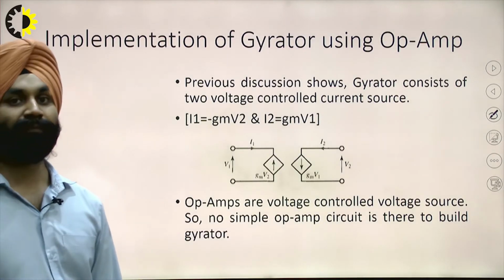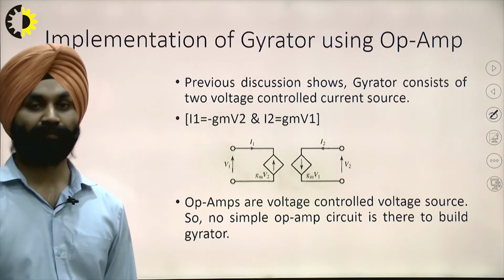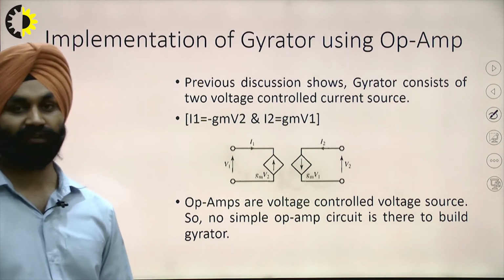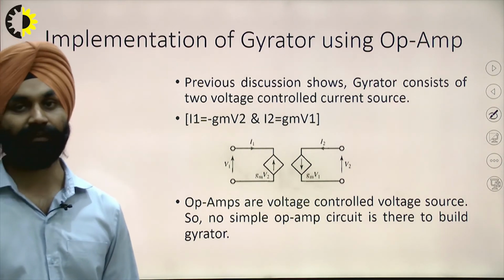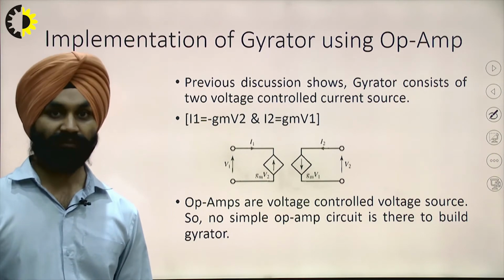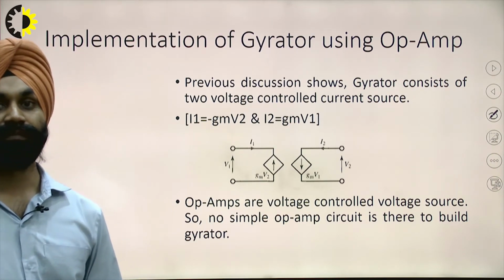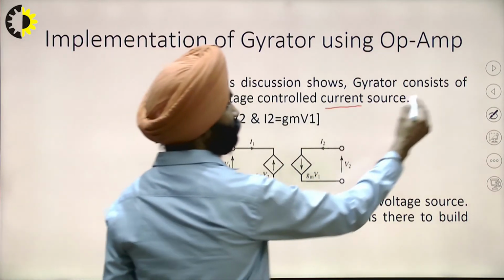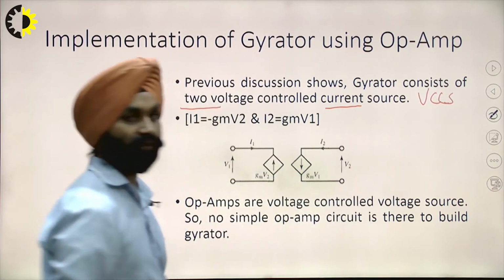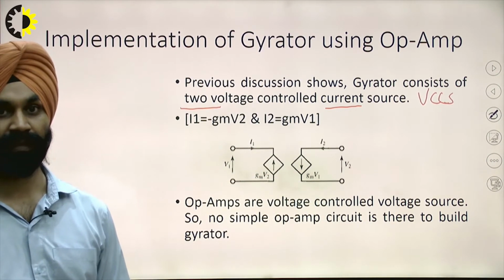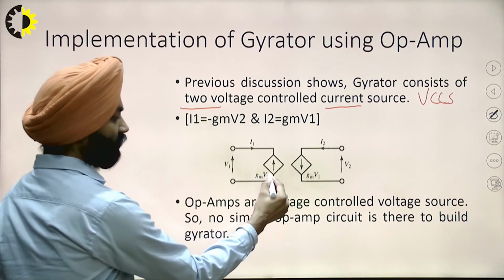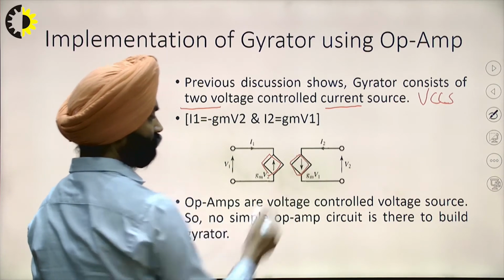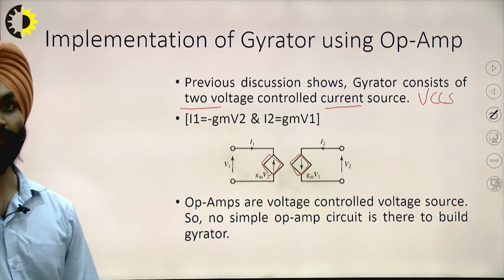Now how can we implement the gyrator? To implement the gyrator, we need active devices, so let's try it with an op-amp. First, we have discussed that a gyrator consists of two voltage controlled current sources. So it can be created as a current source which is voltage controlled.